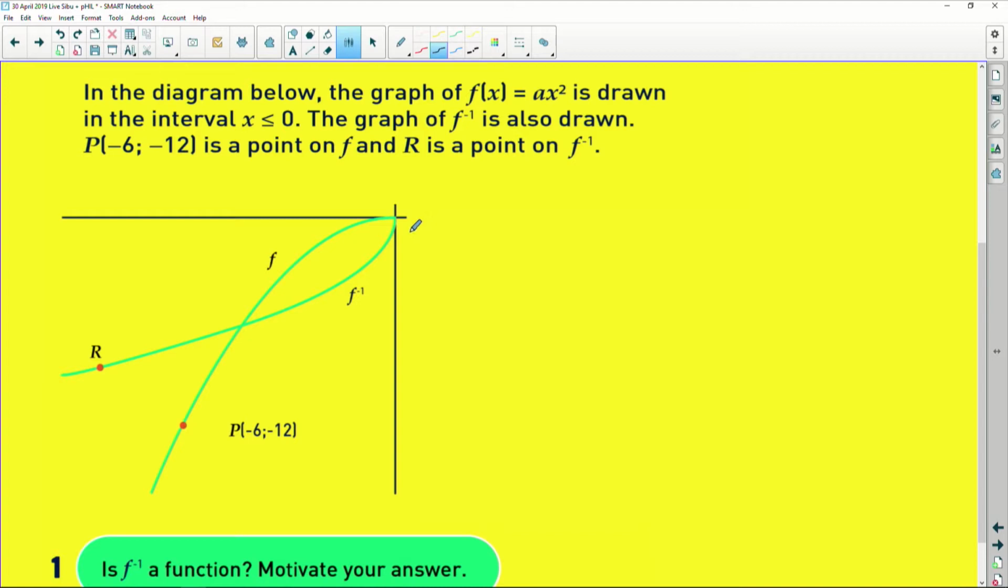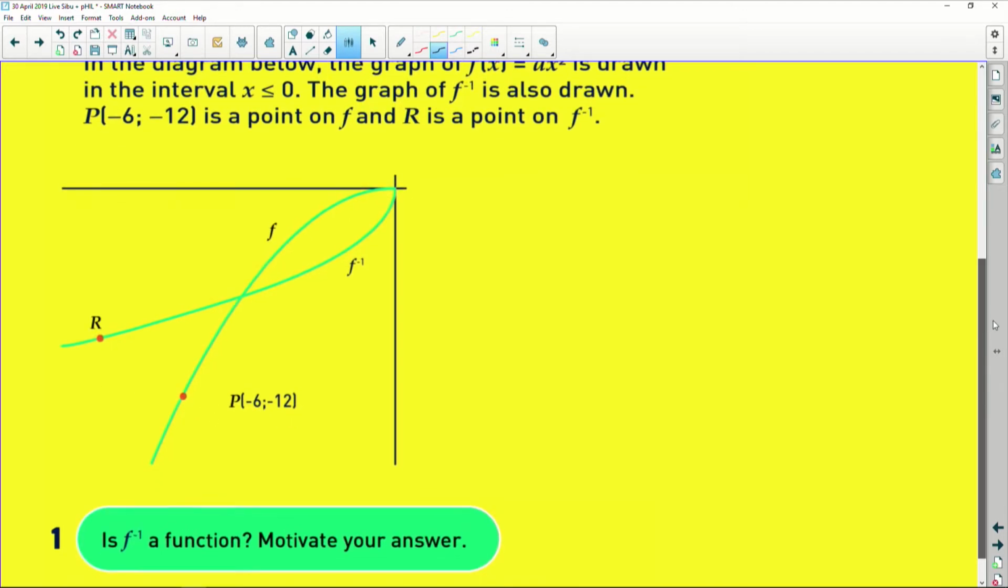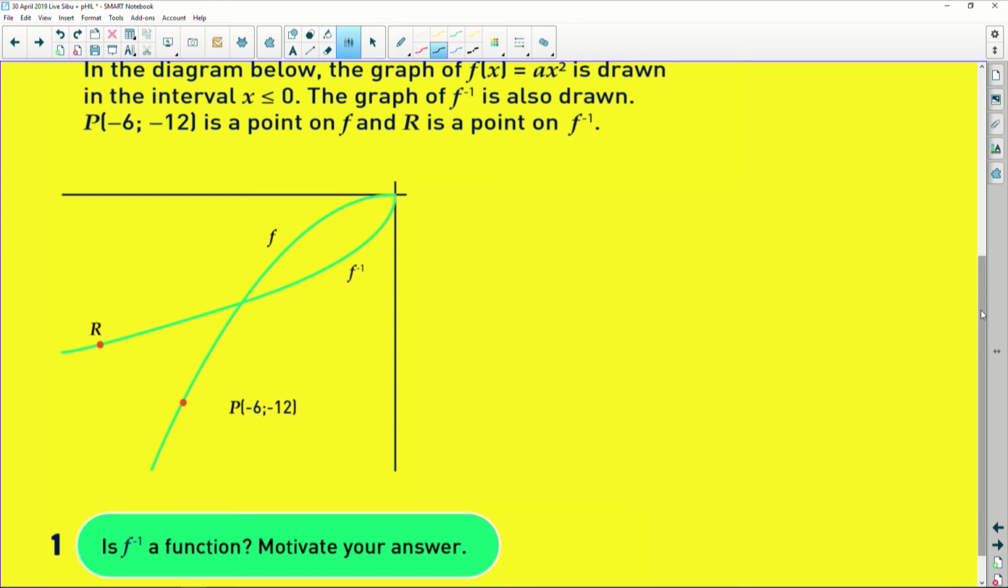We can all see that. It's the one that is passing through P, and the inverse graph is the one that is passing through point R. So the first question is asking us, is the inverse graph, f⁻¹, a function or not? And you must motivate your answer.